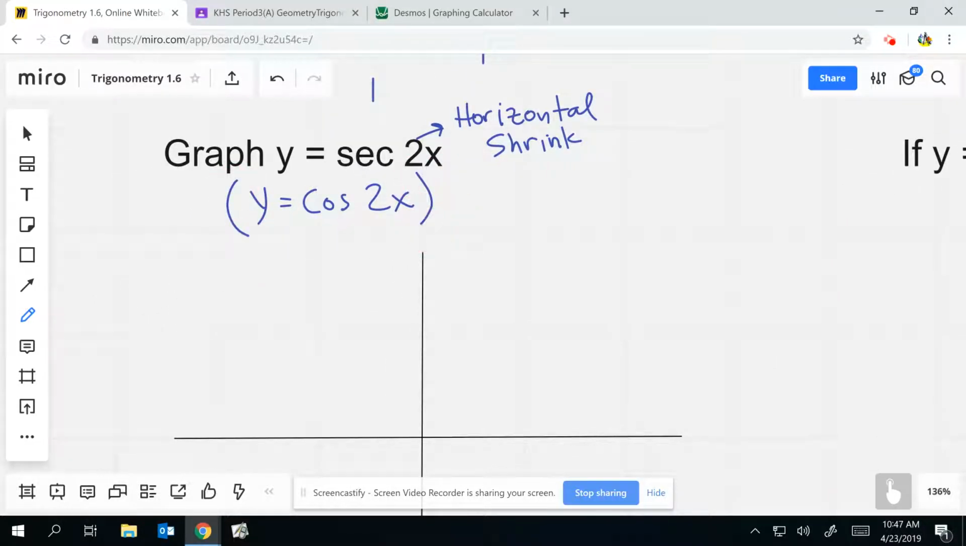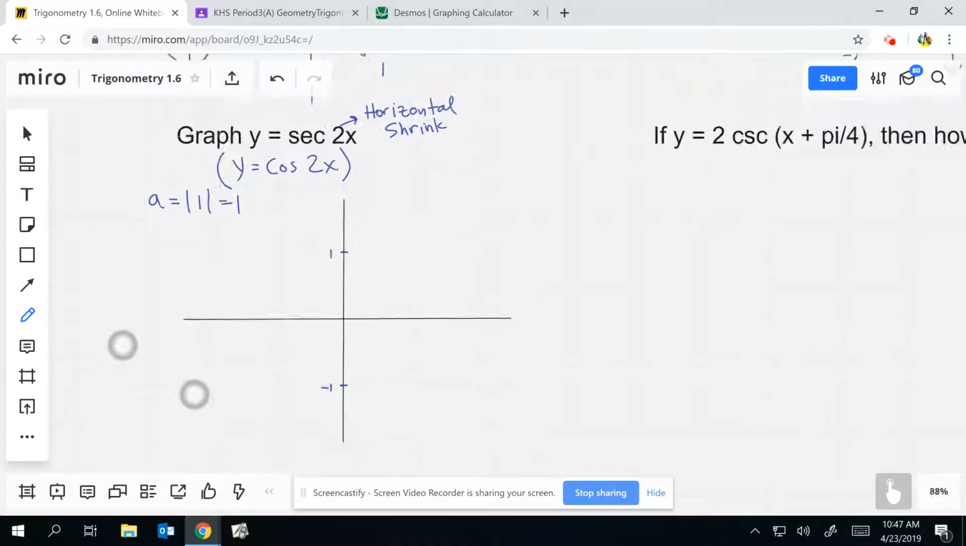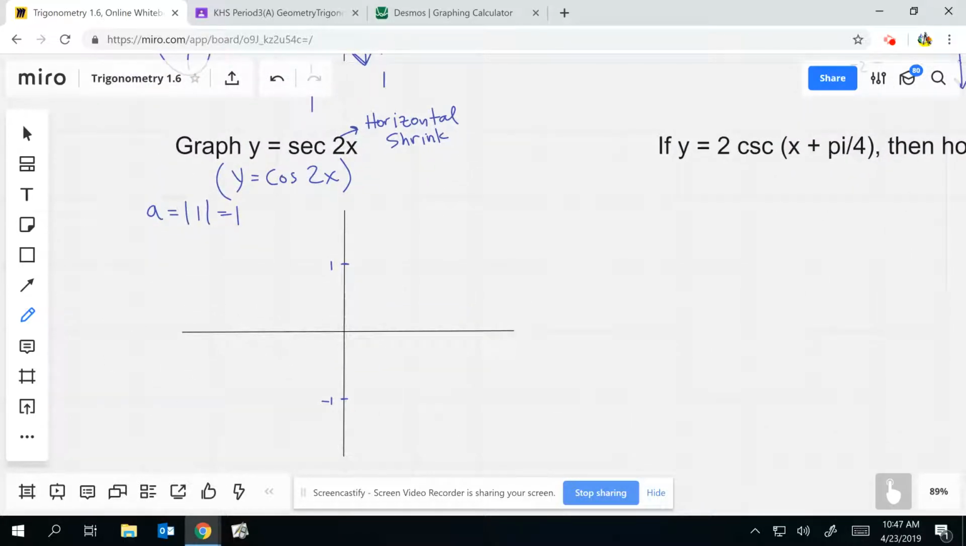So what's my a? We need a first. A is absolute value of 1, which is still 1. So that means I'm still going up 1 and I'm still going down 1. That's what that means for my cosine graph. My period is 2 pi divided by 2 because there's a 2 in front of that x. This is my B letter right here, so that's what goes down here. So my period is just going to be pi.